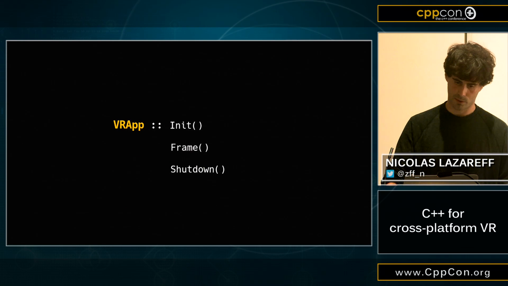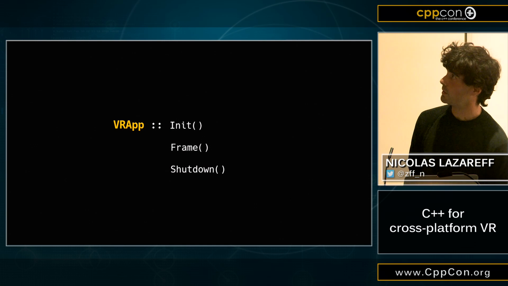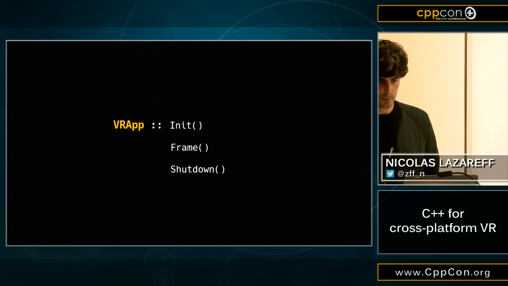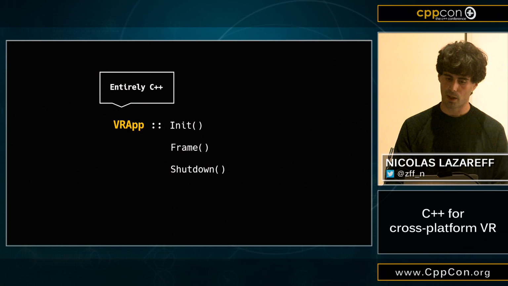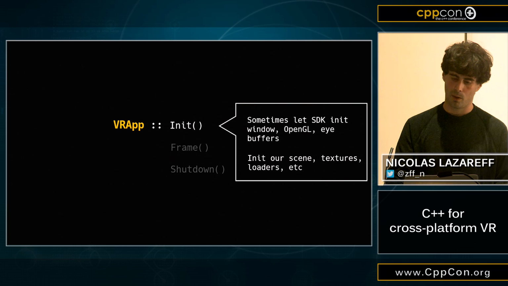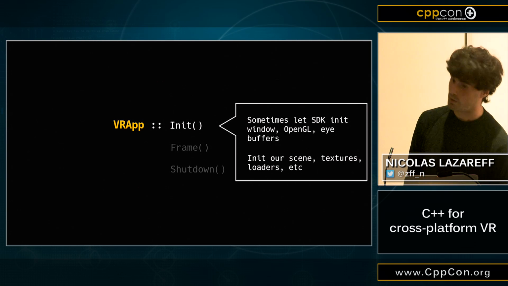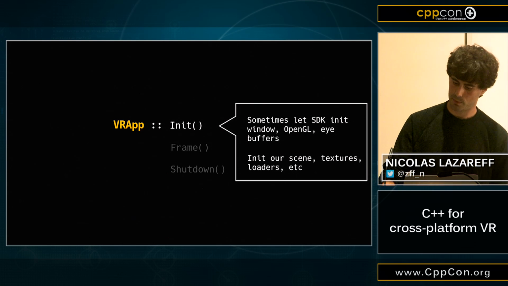So how can we do this? Again, we'll turn to our VR app skeleton, the concept of really all these VR apps. We init, we have a run loop, and then we shut down. So in this case, we'll move everything entirely into C++. When it's appropriate, we'll let the SDK init the window, OpenGL, and buffers. So in the case of, for example, Oculus Mobile, it's convenient to do so. And then we'll do our own init and textures, loaders, etc.